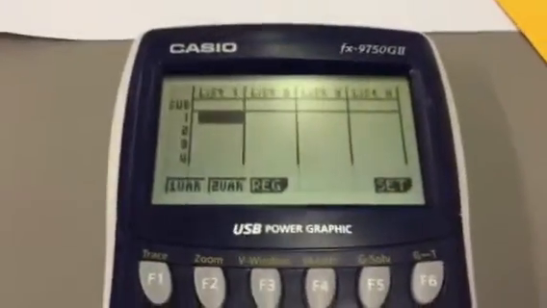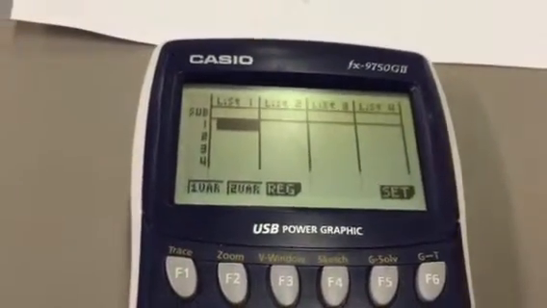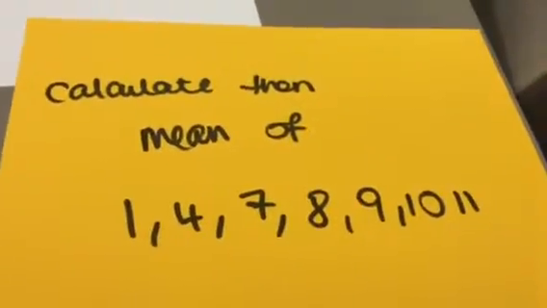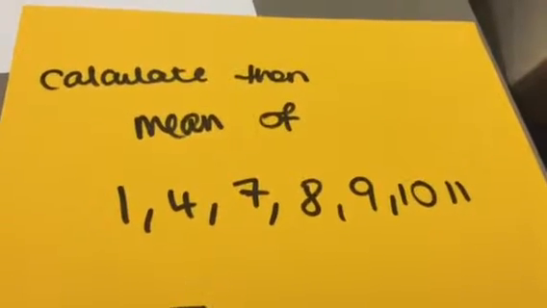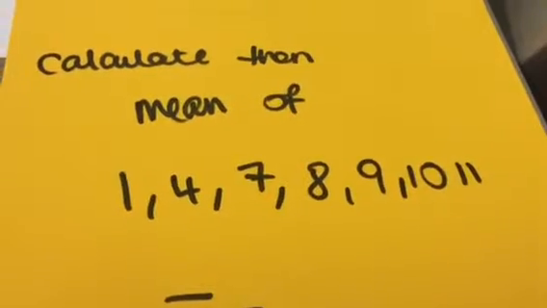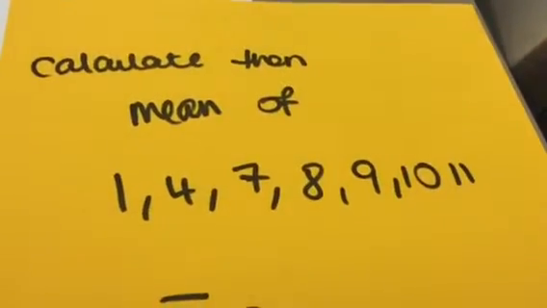Now I'm going to give you a question that I'd like you to try. I'd like you to calculate the mean and standard deviation of the following values: 1, 4, 7, 8, 9, 10 and 11. I am going to pause this and let you try it on your own, and then we're going to play it back and see how you've got on. So I'll see you in a minute, class.